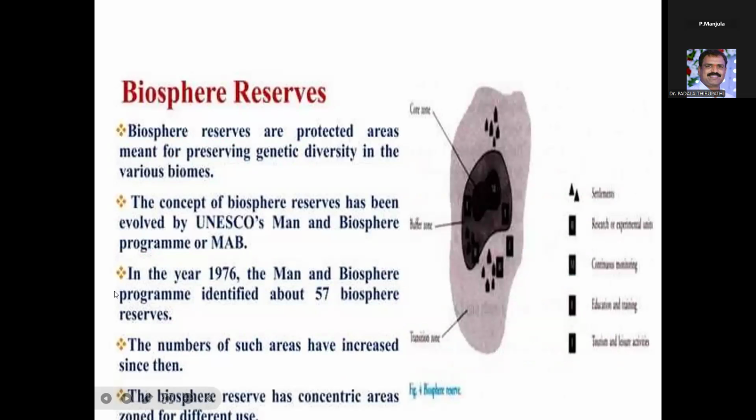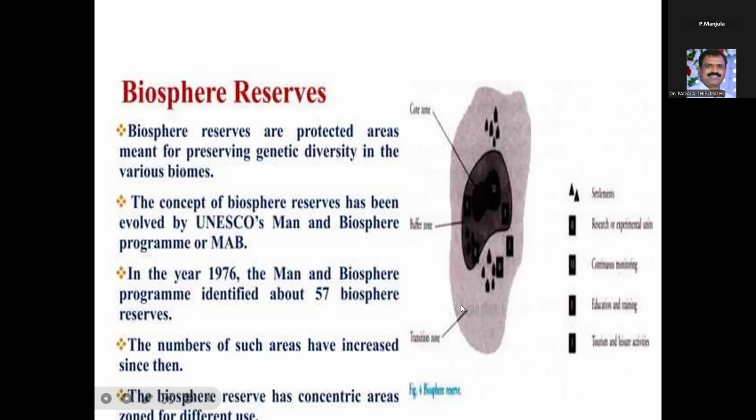Next is the biosphere reserve. These are protected areas meant for preserving the genetic diversity in the various biomes. The concept of biosphere reserves was evolved by UNESCO's Man and Biosphere programme in the year 1976. The number of such areas has increased since then. A biosphere reserve also has concentric areas zoned for different uses. So here are the different zones present in a biosphere reserve.